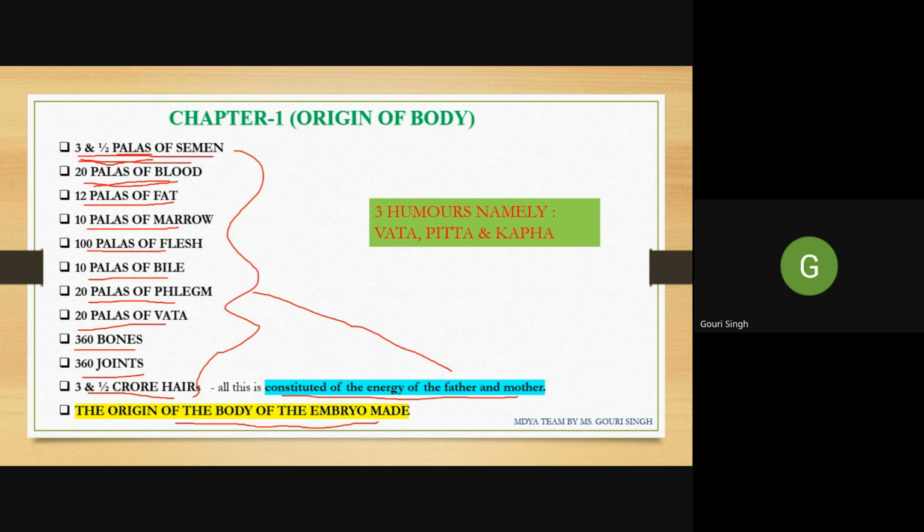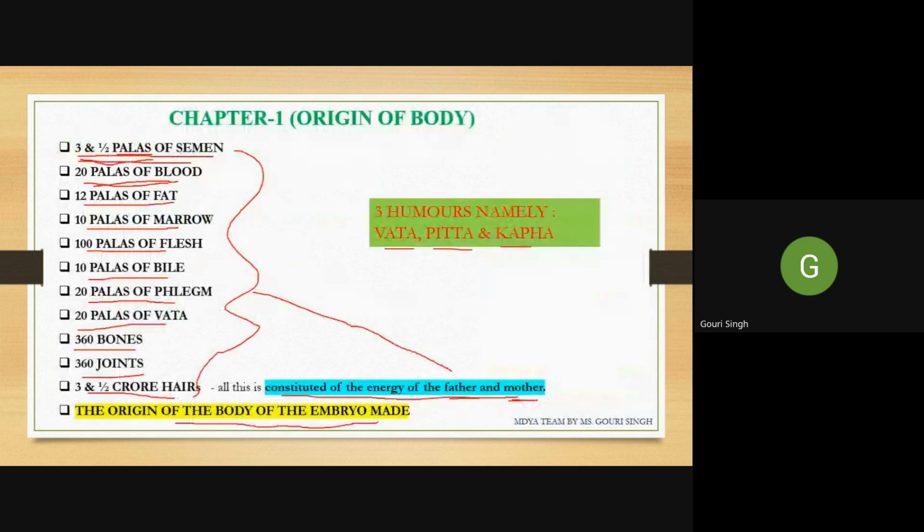The three humors, Vata, Pitta and Kapha, are also discussed here. They also come from the father and mother, and they define which type of humor the baby will have. The three humors are present, but which one is more and which is less also depends upon the father and mother.